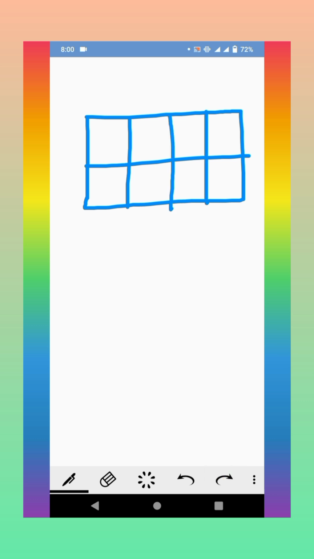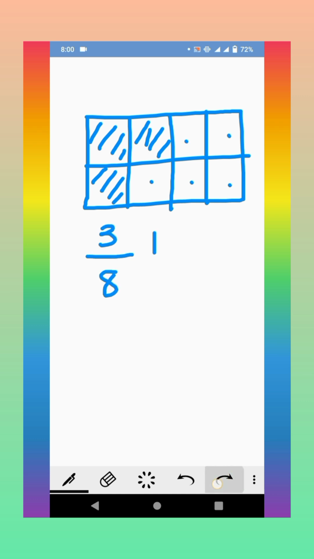Alright, so let's check another diagram. In this case, it's shared into 8. Please pardon my shapes, they are not really perfect, but the idea is that it is shared into 8 portions, the whole. So the denominator is going to be 8. Let's see how many portions are shaded. Alright, so 3 portions are actually shaded. So the fraction for the shaded portions will be 3 out of 8. And the ones that are not shaded that have dots will be 5 out of 8.